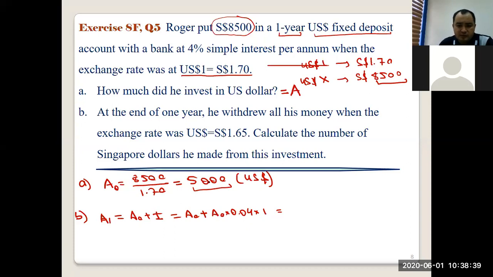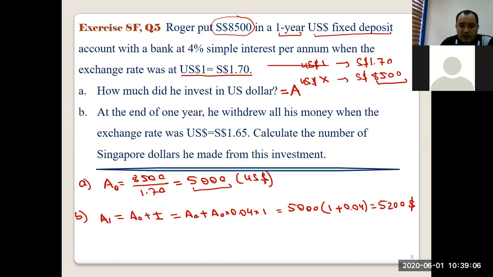Our principal is this much. So A sub 0 is equal to 5,000. Take this out, 5,000, and what do we have here? 1 plus 0.04, which is equal to 5,000 times 1.04. That's equal to 5,200 US dollars. Let me just write only the dollar sign, that is US dollar.